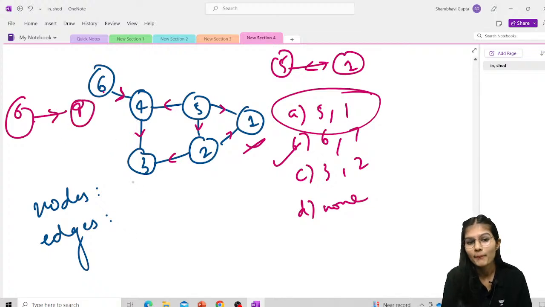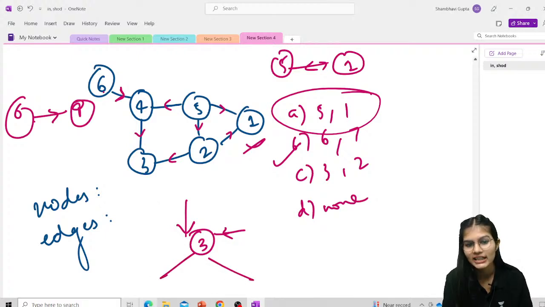But 3 is not having any branches because 1 is coming from here, 1 is coming from here, and in between we have 3. But 3 is not having any further edges or any further branches. So 3 and 1 are your edges, Priya, and rest all are your nodes. No, not 6, not 6. So just 3 and 1 are your edges.